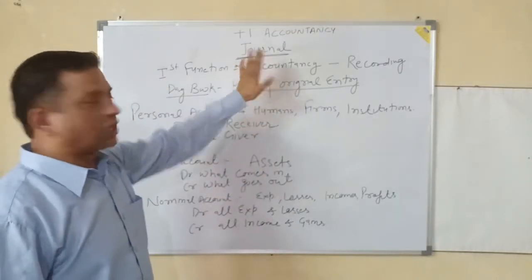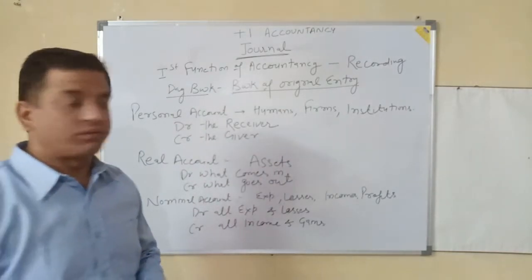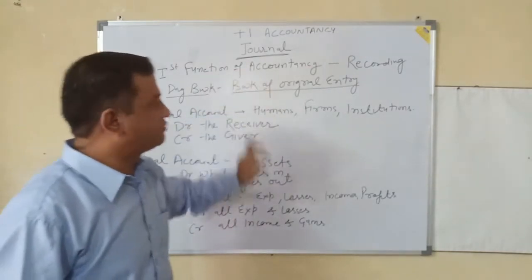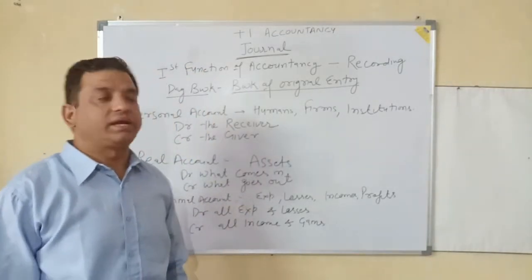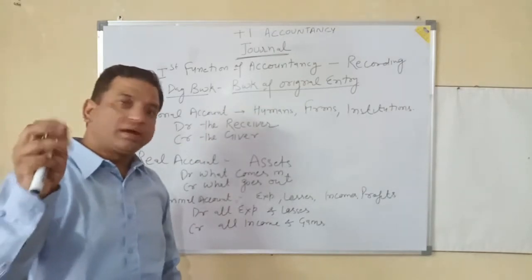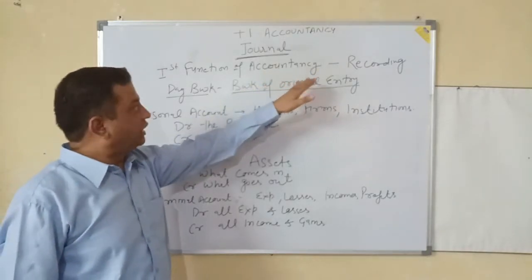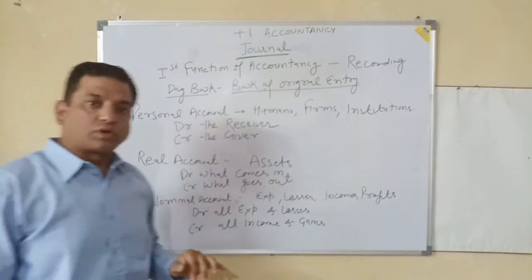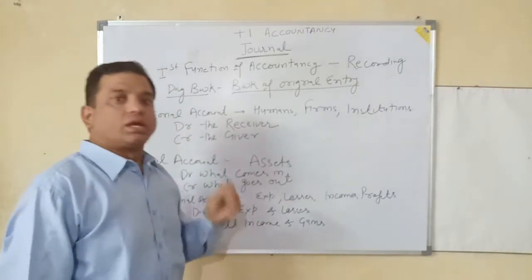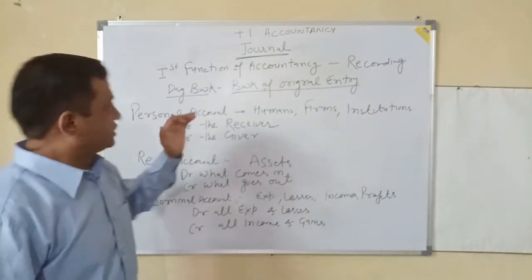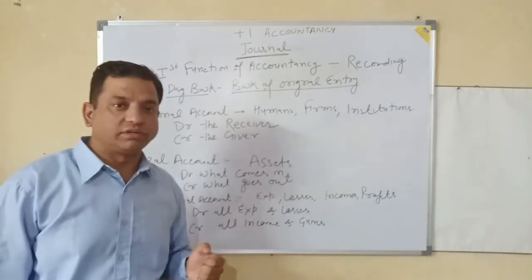Before starting the journal, let me tell you the definition of accountancy. As you all know, accountancy may be defined as an art as well as science of recording all the business and financial transactions systematically and scientifically. Another definition you can add: accountancy may be defined as the process of identification of transactions, recording of the transactions, classification of the transactions, summarization of the transactions, analysis, interpretation, reporting and communication of the business transactions.